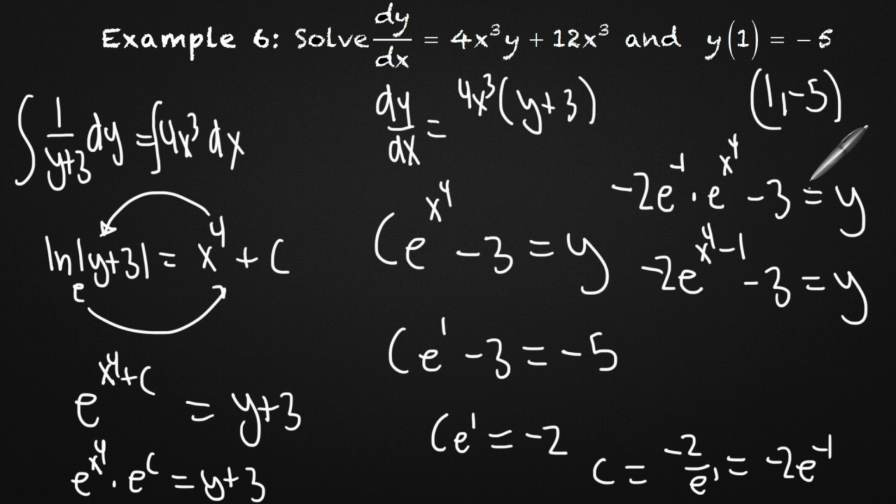Now let's check and see if our initial condition holds true. So when x is 1, 1 minus 1 is 0, e to the 0 is 1 times negative 2, and negative 3 add up to negative 5. Bingo, we are done.